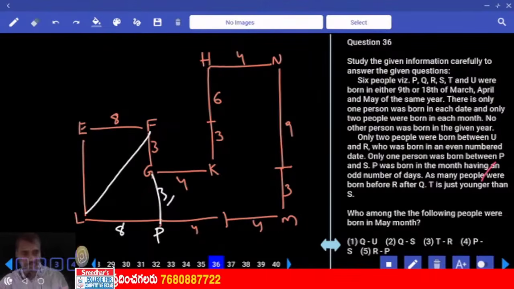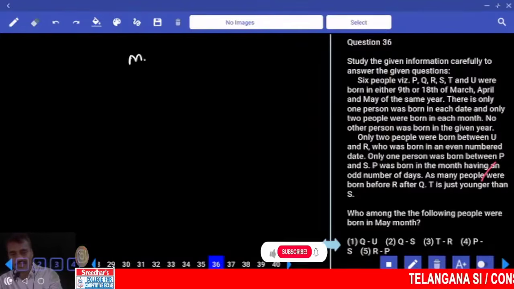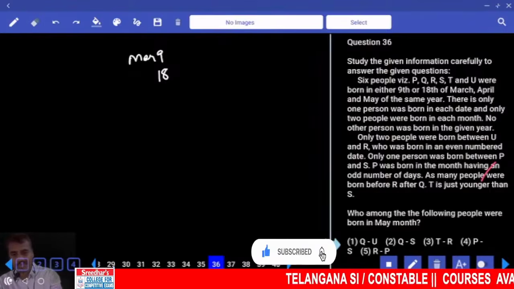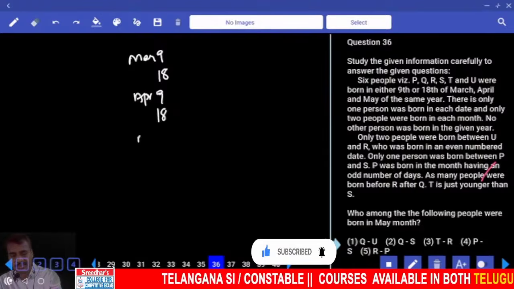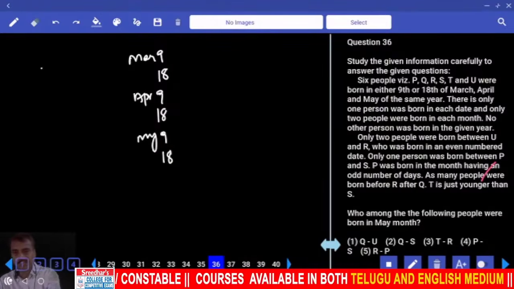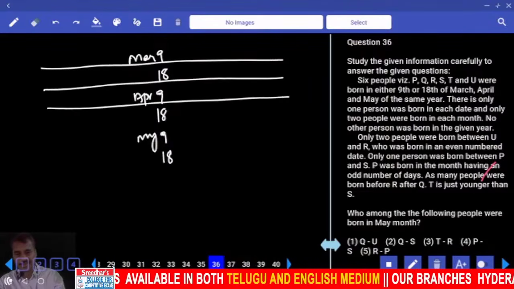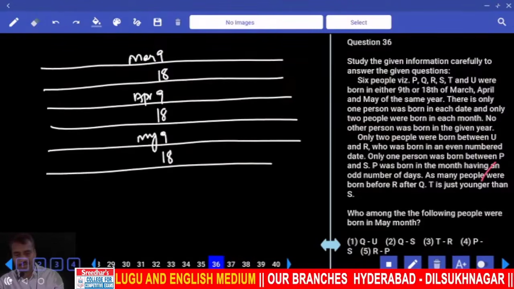And 6 people, born on either 9th or 18th. 9th or 18th of how many months? 3 months. What are the months we have? March, 9th or 18th. And next one, April and May, 9th or 18th. March, April and May, 9th or 18th. Means they get 3? March, April and May. Then in this, March, April and May, 3 and 3. Now 6 persons were there: March, April and May.